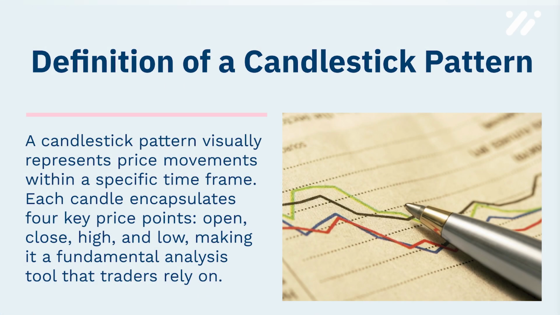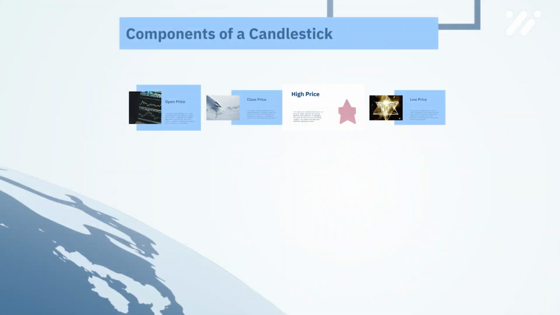A candlestick pattern is a visual representation of price movements in a specific time frame. It is a fundamental tool in technical analysis used to predict future price movements based on historical patterns. Now, each candlestick has four essential components.